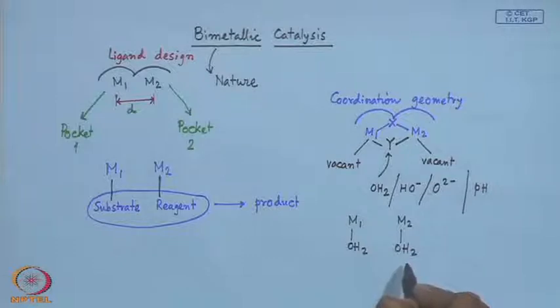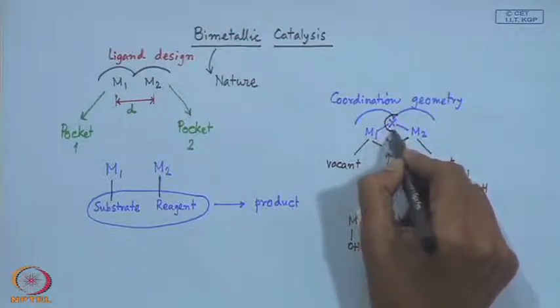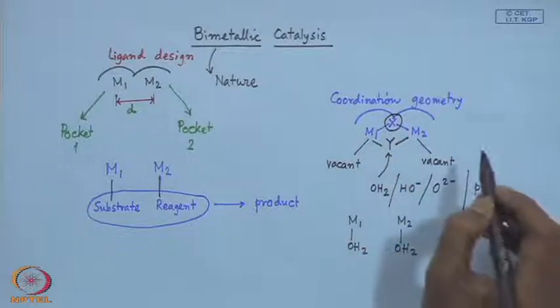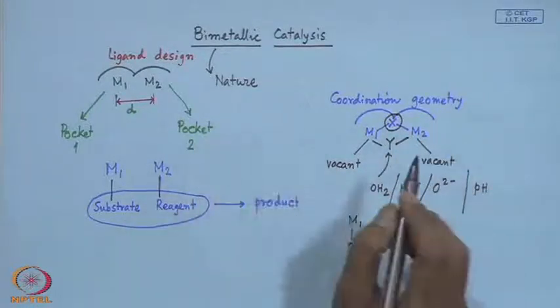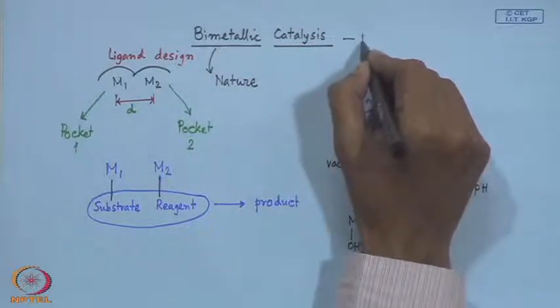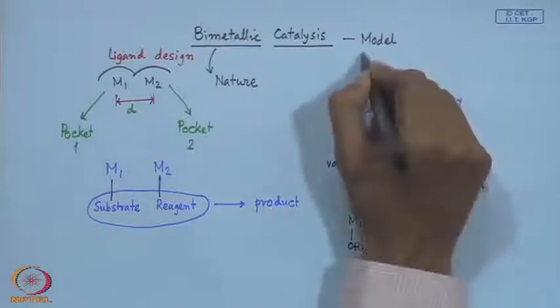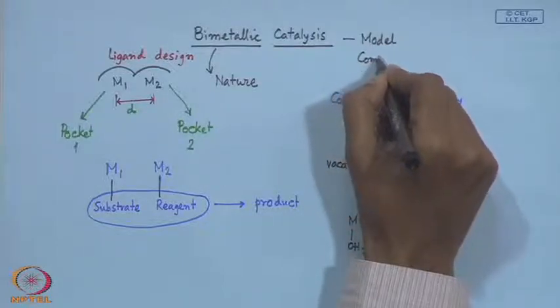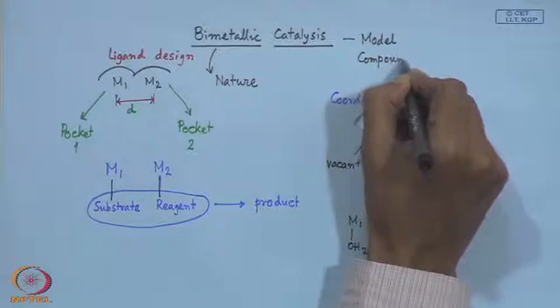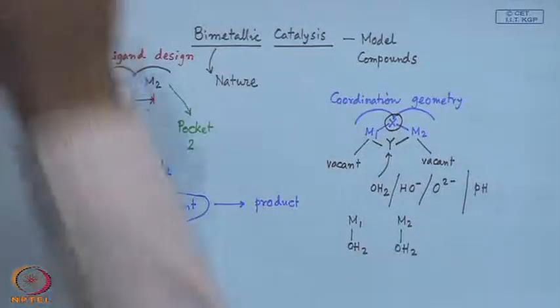So, these two water molecules will be there. So, what is this X? How this X can be modified or how this X can change the different distances. So, we will see this in some model compound, that means synthetic compounds, what we can make in the laboratory.